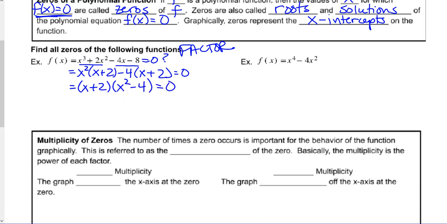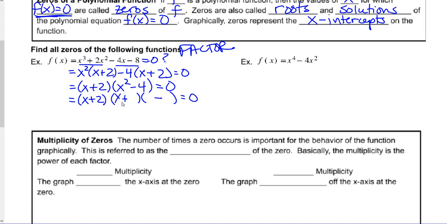Now, the thing about it is, this has a power of 1, so I can't go further, but this has a power of 2. So I'd have to ask myself, can I go further with that x squared minus 4? And I hope you recognize by now that that is one of those differences of squares. So I'm going to rewrite this one. This is going to be factored into two binomials that are exactly the same except for the sign. So one has to be a plus, one has to be a minus.